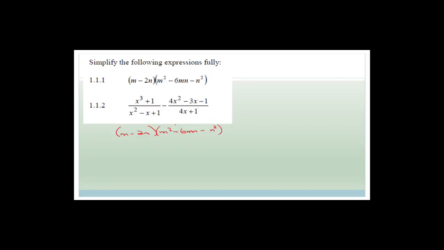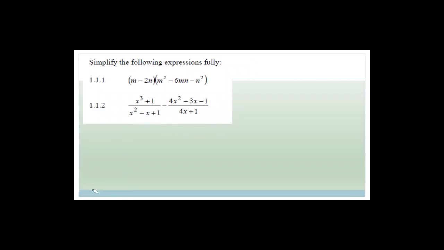The factors of m squared are 1 and 1, and the factors of n squared are 1 and 1. So in fact, there's nothing we can do with this. It is in fact in its simplest form already. Sneaky question, hey. Next question.